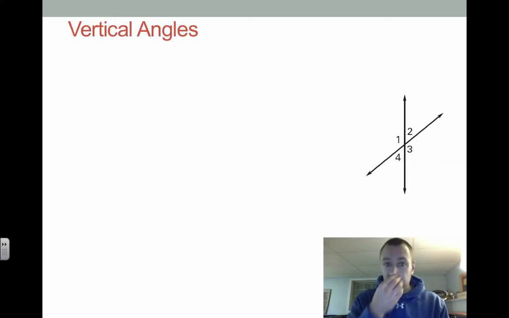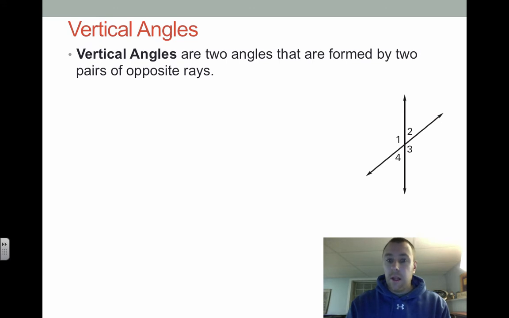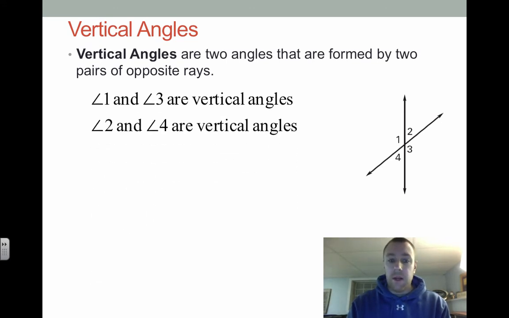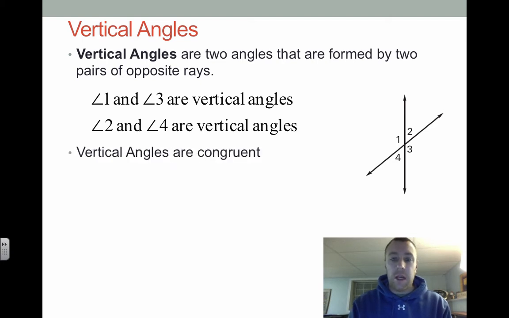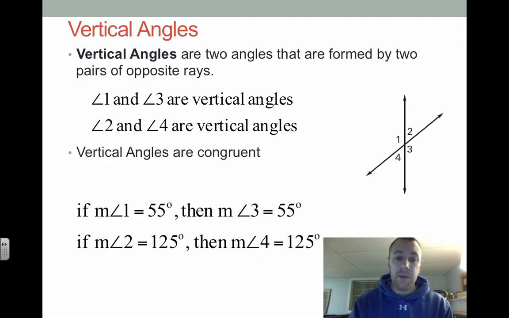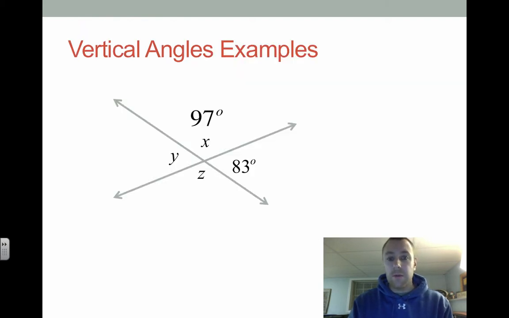So remember, angled pairs start off with vertical angles. They are formed by two opposite rays, so 1 and 3 are vertical, 2 and 4 are vertical, and they're also equal to each other. So that means whatever 1 is, 3 is, whatever 2 is, 4 is. And remember, to find the one next to it, I would subtract from 180 degrees. So 180 minus 83 comes out to be 97. Y is going to be the same. Z is going to be 97 because it's vertical to X.